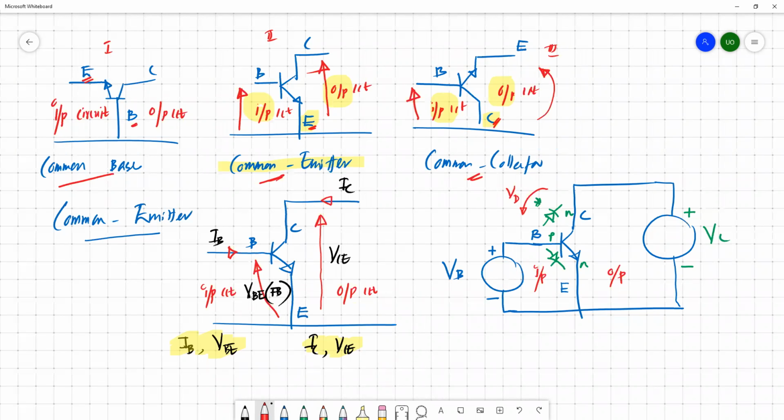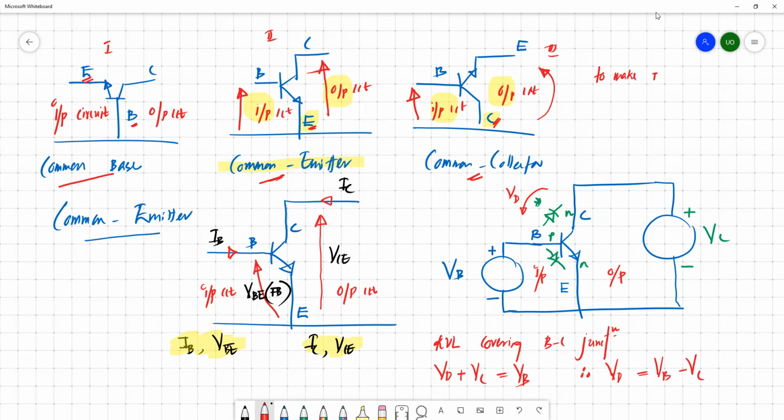So if you apply Kirchhoff's voltage law for this outer loop, which covers the base collector junction, we have VD plus VC equals VB. From here we can simply claim that VD equals VB minus VC.